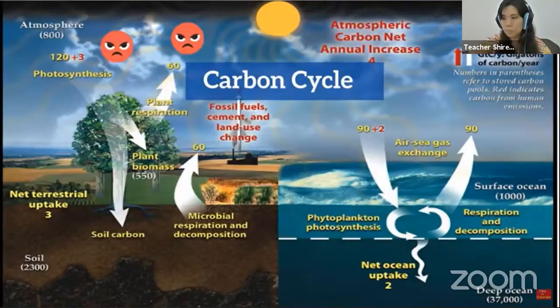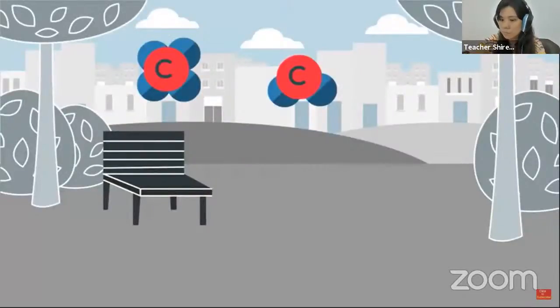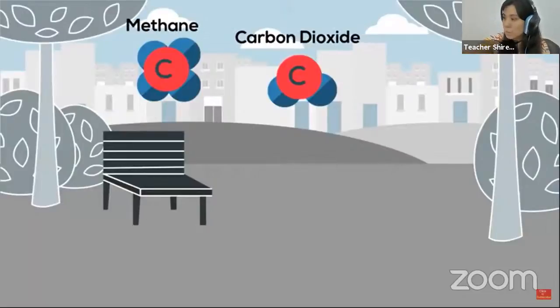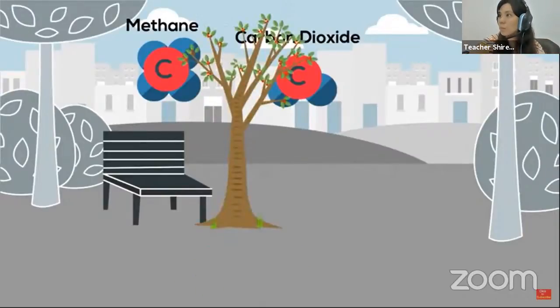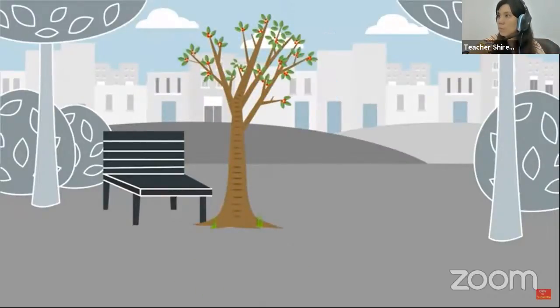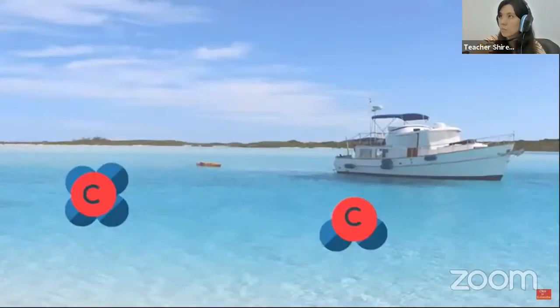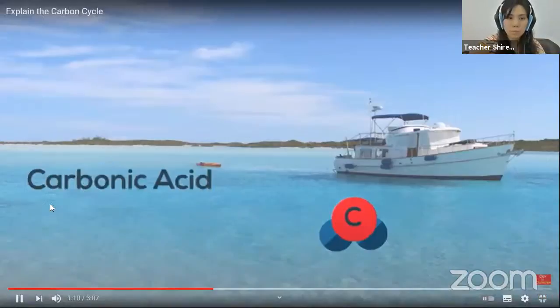Carbon is found in the atmosphere in at least 2 forms: carbon dioxide and methane. This atmospheric carbon can be absorbed by autotrophs like plants and plankton to be used for photosynthesis. It can also be absorbed by bodies of water and the ocean. When carbon is absorbed by the ocean, it reacts with the water and creates carbonic acid.